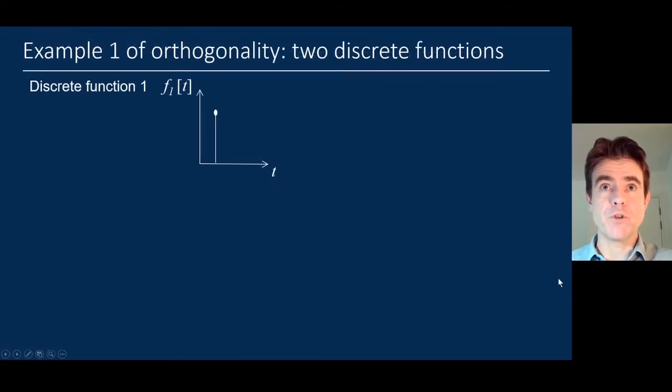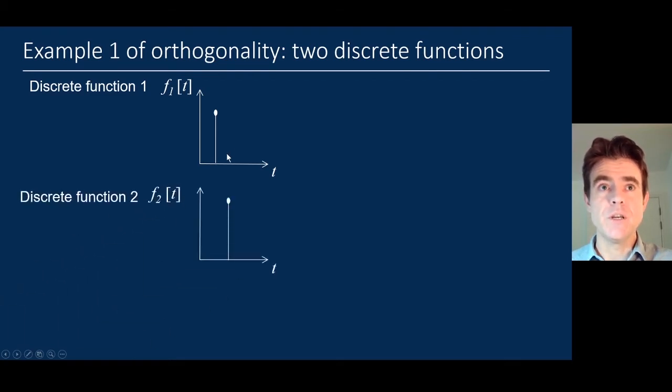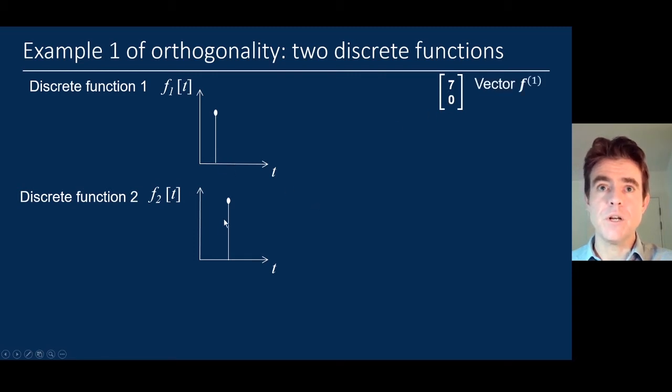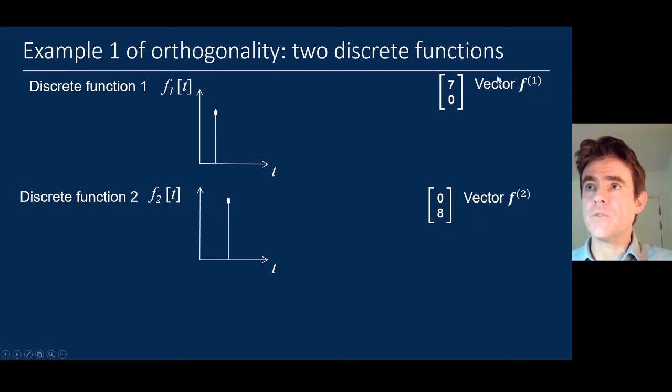Okay, so let's look at some practical examples. Imagine we've got a discrete function. Again, I'm only considering 2 sample points for brevity here. So there's one discrete function, there's another discrete function. This one would be represented, imagine that's height 7 there, so 7, and a value of 0 there. And this one, imagine it's 0 here, and a value of 8 there. So there's vector f1 for that discrete function, vector f2 for that discrete function. This one is 0 and a height of 8.